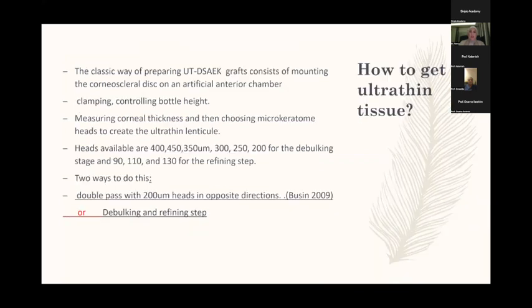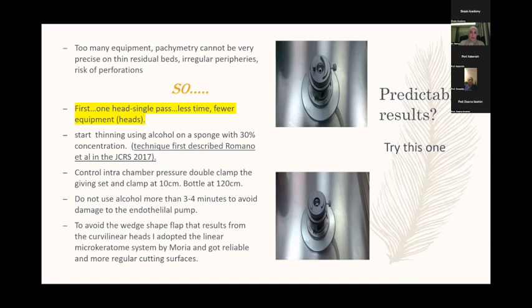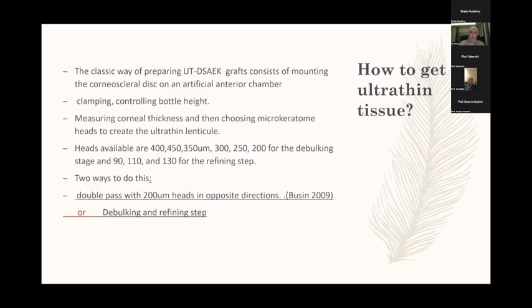Now, how to cut an ultra-thin tissue? Usually the classical way of preparing an ultra-thin graft consists of mounting this corneoscleral disc on an artificial anterior chamber. We clamp, control the bottle height, measure the corneal thickness, and choose the microkeratome head. And we have more than one way. The heads are available in many thicknesses. We have the 400 micron, the 450, 350, and you go on decreasing in size. And then you have the debulking heads, the 90 and 110 and 130. This is a refining step.